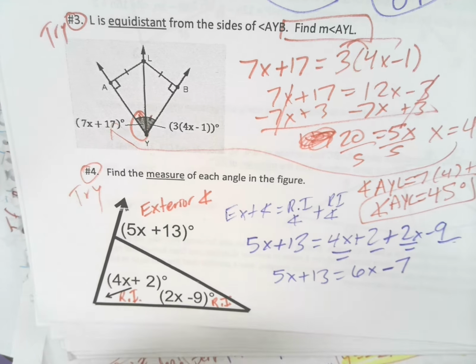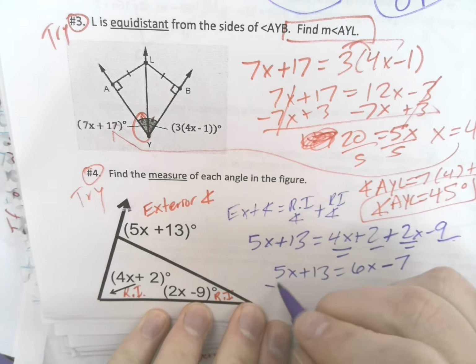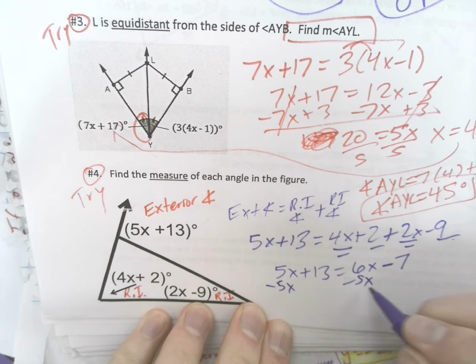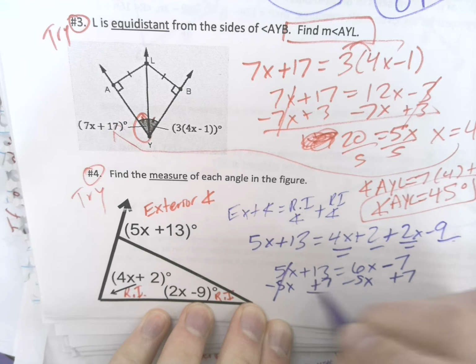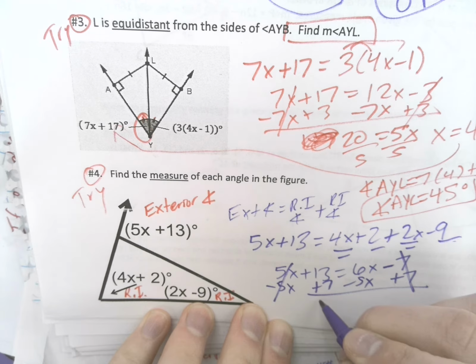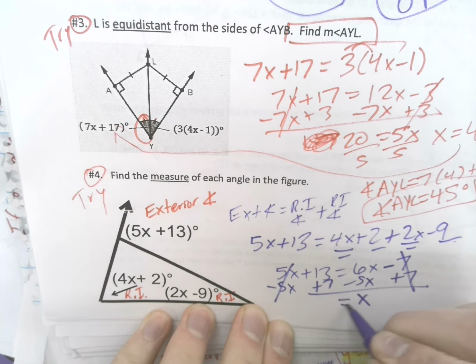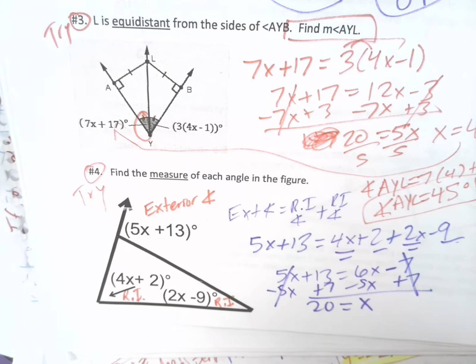And I'll let you guys, of course, I'm sure if you got it right so far, you took this the rest of the way. Subtract 5x, and if I'm bringing the x over here, that means I need to bring the regular number to the left. So x is going to equal 20.